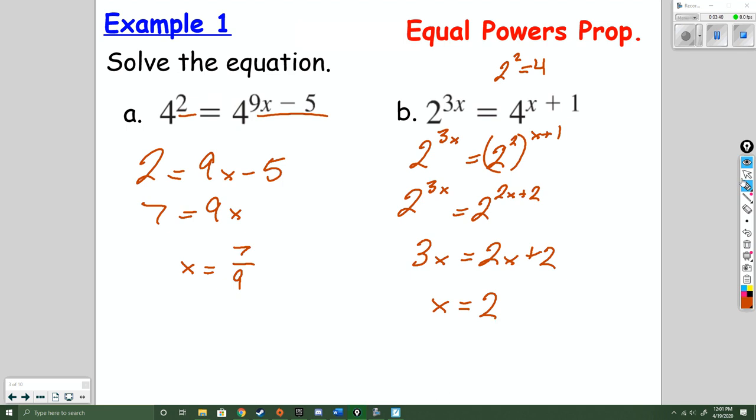All right, so using the equal powers property, this is rather simple. If the bases are the same, we just set the exponents equal to one another. If they're not, we have to make them the same. So then we can use the equal powers property. All right, moving on.